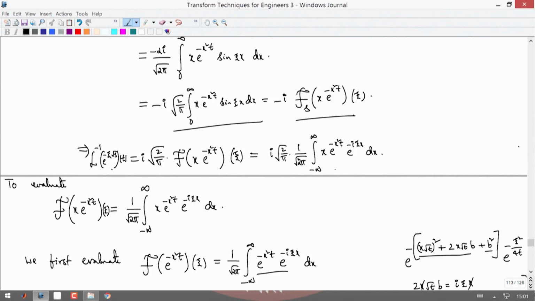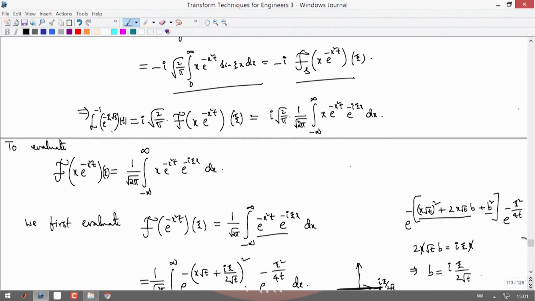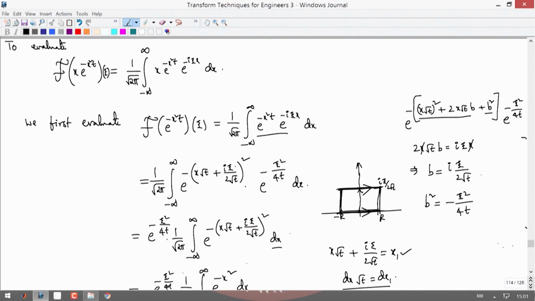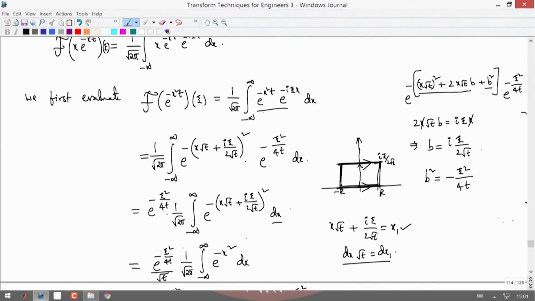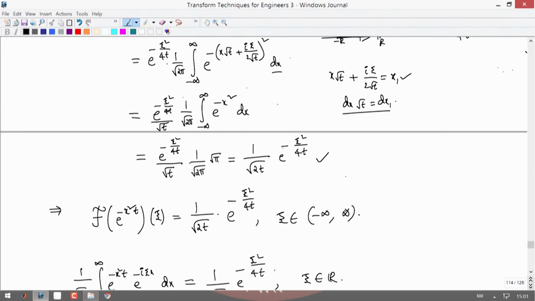So, we calculate the Fourier sine transform, basically using the Fourier transform of x into e power minus x square t. Ultimately, the Laplace inversion of this function is an integral you have to evaluate, which is simply the Fourier transform of that function. To evaluate this we can use a direct technique, just put it as e power minus something square. That is the idea. With that idea you end up with this Fourier transform.